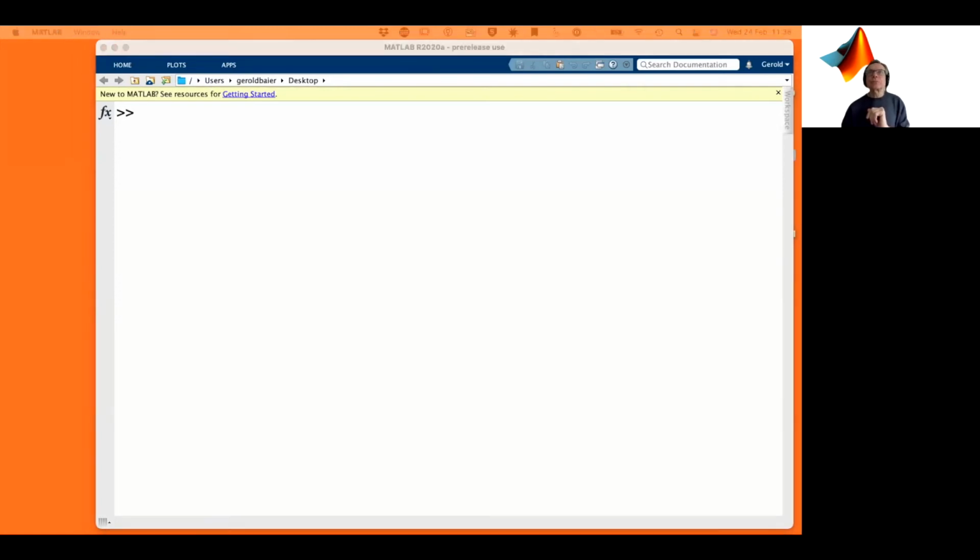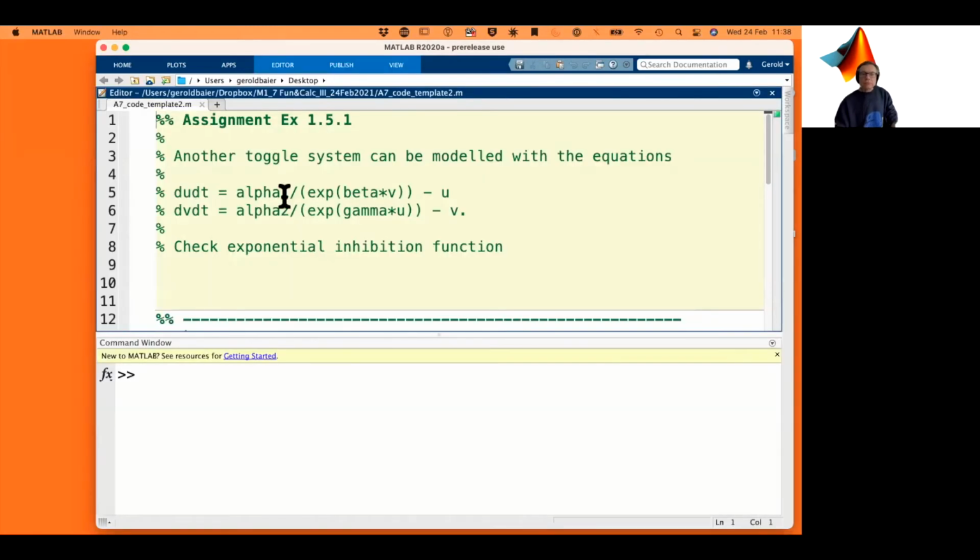Good. Let's go to the final part. 30, good in time. Final part now is exercise 151. So here's a bit of a variation on the toggle switch being the content of the lesson.